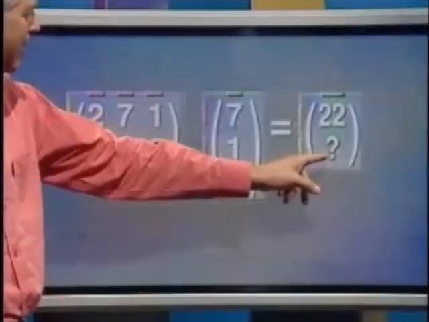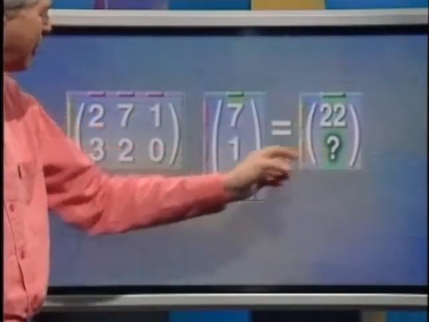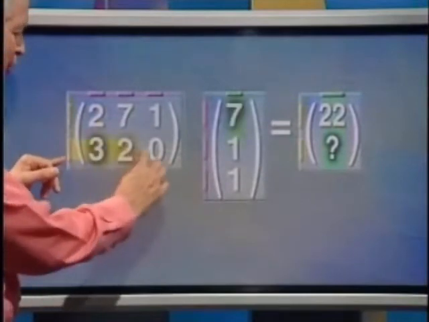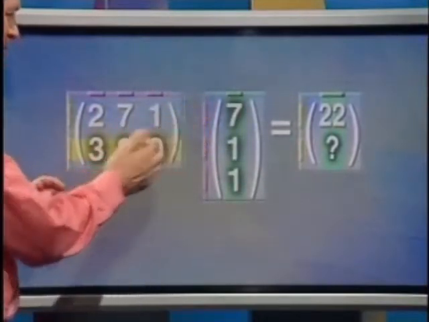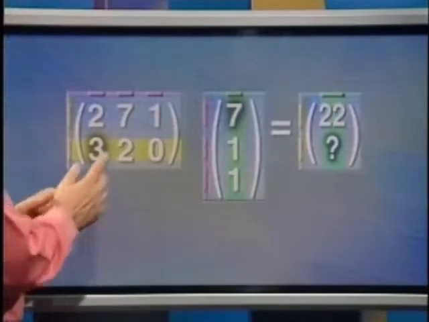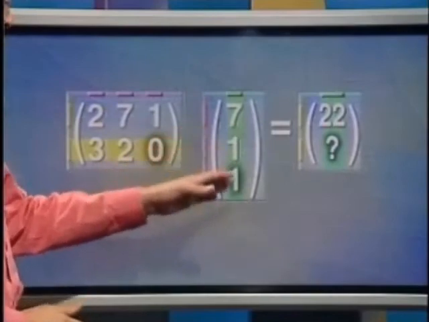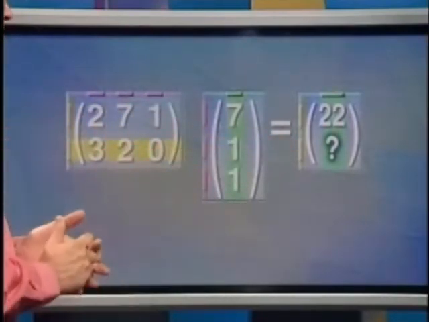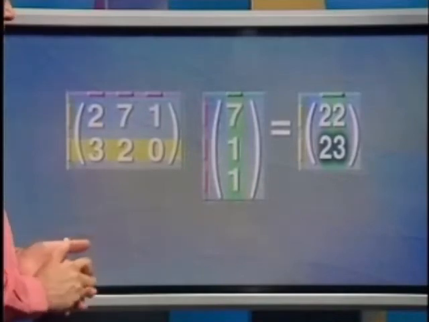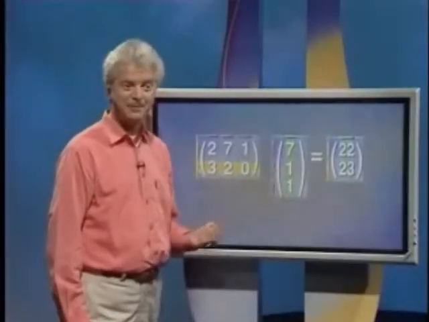And what about this second position here? This is the second row, first column. So we multiply the second row by the column. 3 times 7, followed by the 2 times the 1, followed by 0 times the 1. 21 plus 2, giving us, as an answer, 23. The matrix, the column vector, 22, 23.